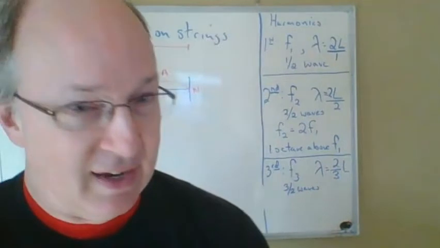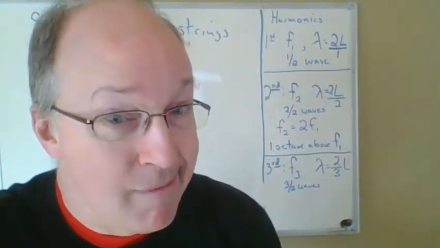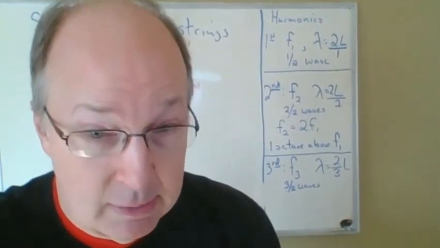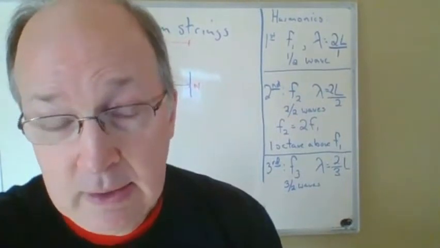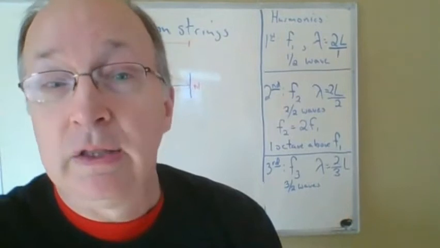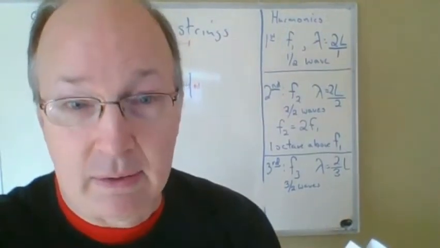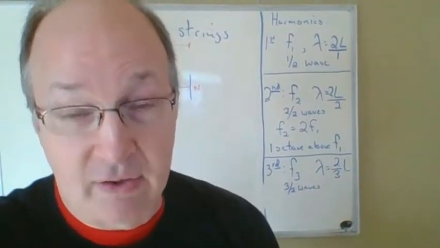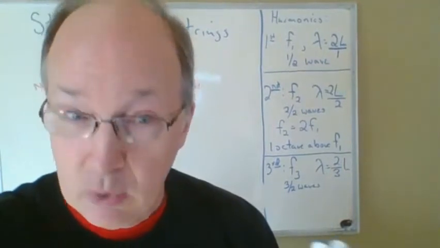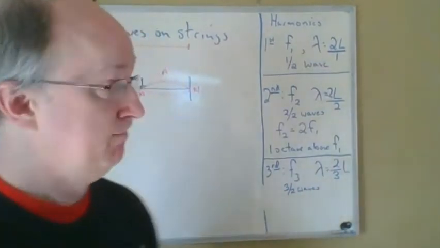What's the wavelength of the 23rd harmonic? Don't panic. Think of the pattern. The first is 2L over 1. The second is 2L over 2. The third is 2L over 3. The 23rd is 2L over 23. Right. 2/23 L. I would never expect you to draw that. I would expect you to understand the pattern and to be able to think through the pattern.